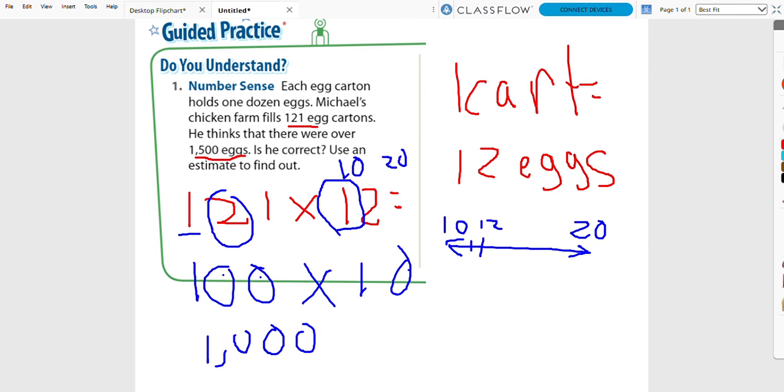So now I really got to think about his estimate. Was his estimate close? And I really think he overestimated it, right? Because we're getting a lot less in our estimation. He's got around 1,000. That is a good way to kind of decide. You can just say he overestimated. So we're going to say he overestimated.